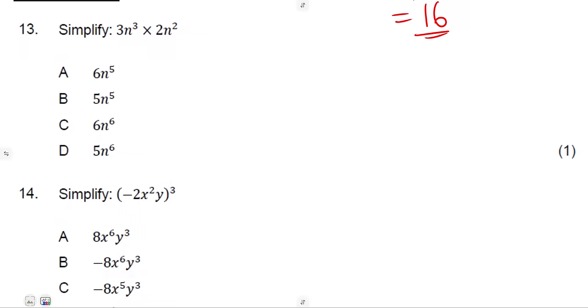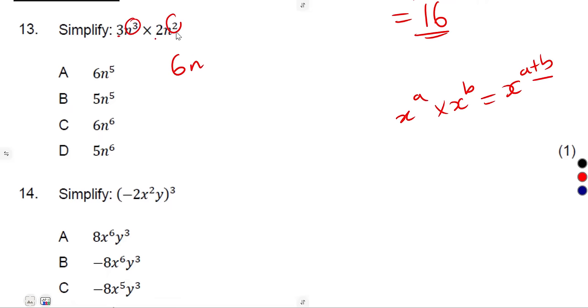Simplify on number 13. Those are laws of exponents. Same base on a product, you add the exponents, remember. So 3 times 2, that's 6. The exponents we add, 3 and 2. So 3 plus 2, that's what? That's 5. 6n to the exponent of 5, that's A, is the best answer.